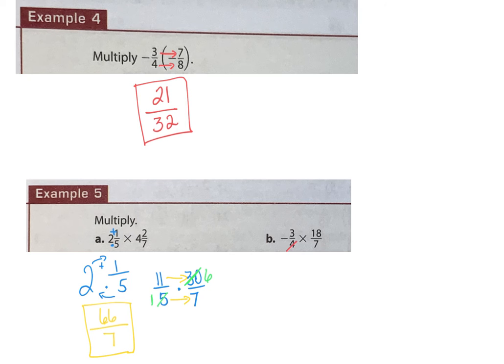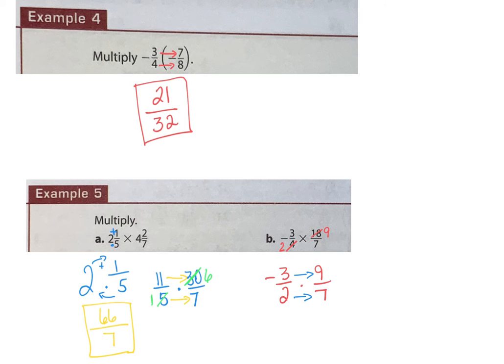2, all right? So 4 divided by 2 is 2. 18 divided by 2 is 9. So I have negative 3 over 2 times 9 over 7. And now I can just multiply straight across.